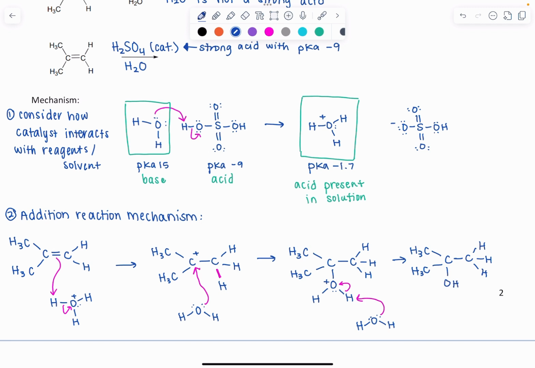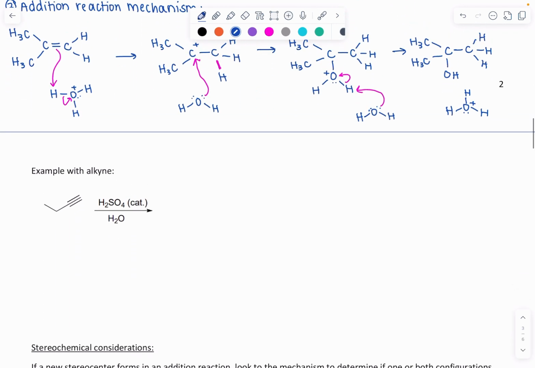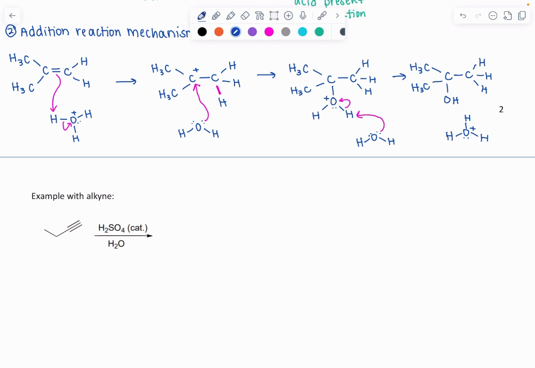And we've got that OH added there. This reforms hydronium, which can continue to react with other alkenes in solution. Okay, I will skip the alkyne learning check. We can go over that in class, or you can try it now. And I'll just add a little bit more to our notes.